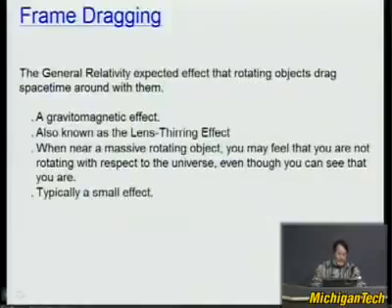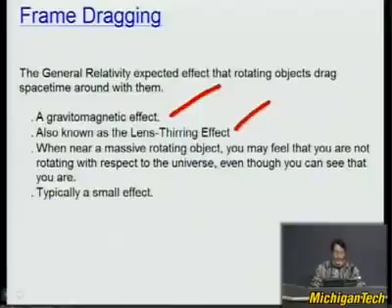Frame dragging. So another concept in gravity. General relativity also expects this. This is a gravitomagnetic effect, but it's a very specific one. It's also known as the Lense-Thirring effect. So if you go near a massive rotating object, you may feel that you are not rotating with respect to the universe, even though you can see that you are.